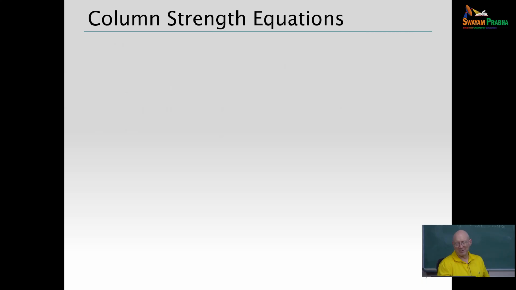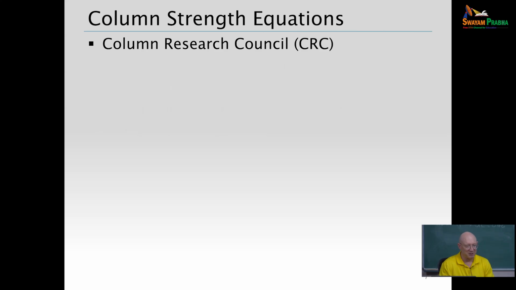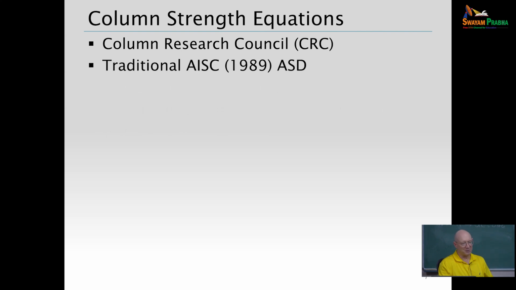So now, column strength equations, just to show you a bit of international history here. The Column Research Council was very active very early on. We're talking about the 1940s and 50s here. Then moving things forward into the 60s, the American codes picked up on a lot of that, and so the traditional AISC allowable stress design column strengths pretty much came out of that. Those were basically originated in the early 1960s in AISC standards.